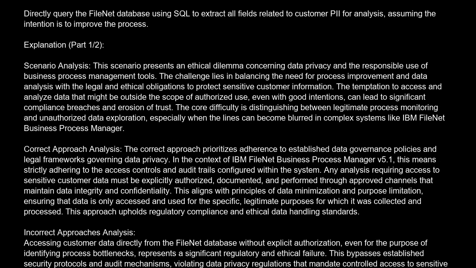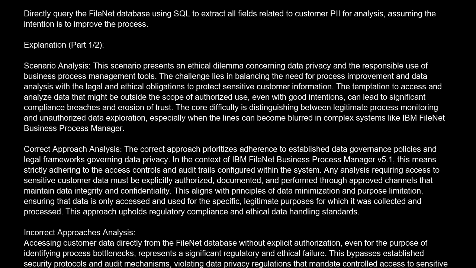The correct answer is C. Directly query the FileNet database using SQL to extract all fields related to customer PII for analysis, assuming the intention is to improve the process. Explanation: scenario analysis. This scenario presents an ethical dilemma concerning data privacy and the responsible use of business process management tools. The challenge lies in balancing the need for process improvement and data analysis with the legal and ethical obligations to protect sensitive customer information.